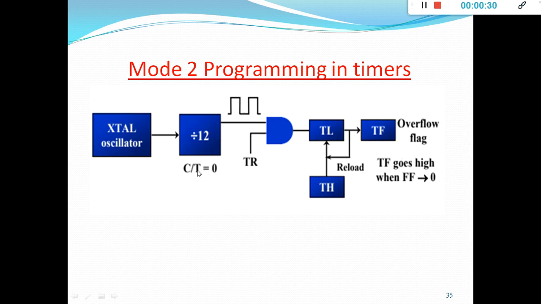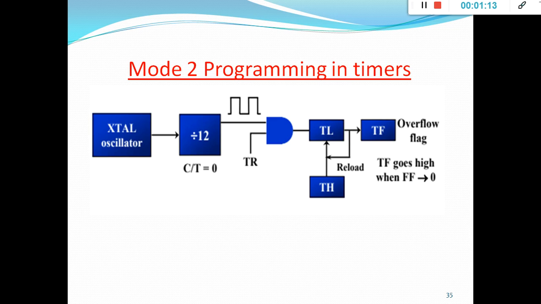Now here C bar T is equal to 0 because you are using timer programming. Suppose when you are using counter programming, C bar T is equal to 1. This is an 8-bit timer, therefore it allows only values of 00 to FF. Here you can see only TL is connected, after that TF is connected, where TH is connected below TL. Whatever value is present in TL is going to be counted. So the value present in TL is an 8-bit value, that is 00 to FF. It allows only values of 00 to FF to be loaded into the timer register TH.